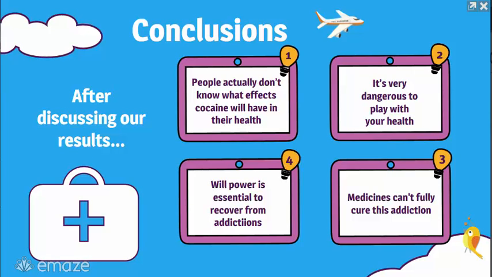Conclusions. After discussing our results, we found out that people actually don't know what effects cocaine will have on their health, that it is very dangerous to play with health, that medicines can't fully cure this addiction, and that willpower is essential to recovering from addictions because it's an addiction, and you have to have a very strong mind to overcome them.